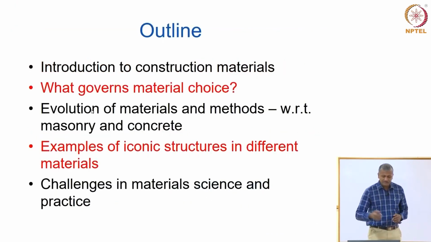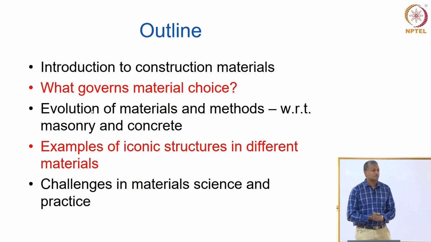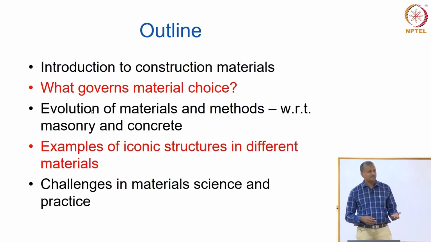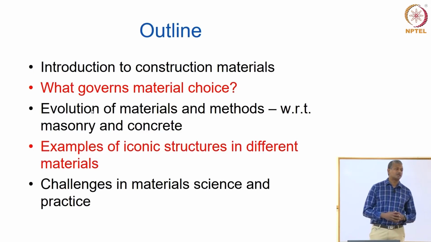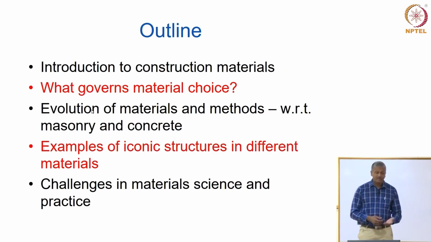Okay? All right. So I'll start with talking about why we want to study construction materials. What governs material choice? How do we actually decide what material is best for a particular situation? We'll look at some historical evolution of materials and methods. I'll specifically talk about masonry and concrete because that's the most relevant in terms of materials for the Indian context. That's where we use mostly masonry and concrete type buildings. We'll look at some examples of iconic structures with different materials and look at some interesting aspects about the construction methodologies adopted in some of these structures. And finally, we'll end with a look at the challenges in material science and practice.